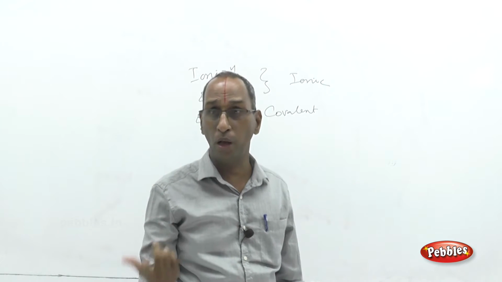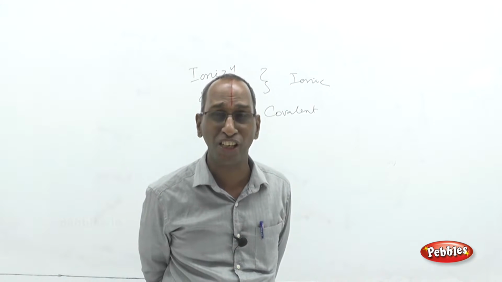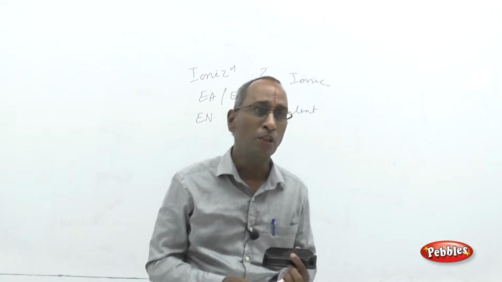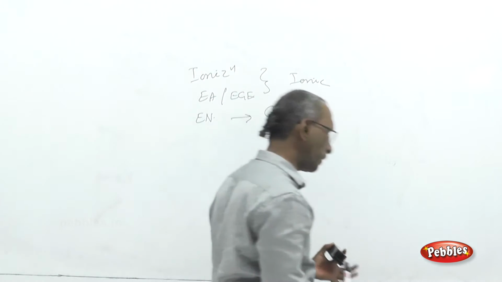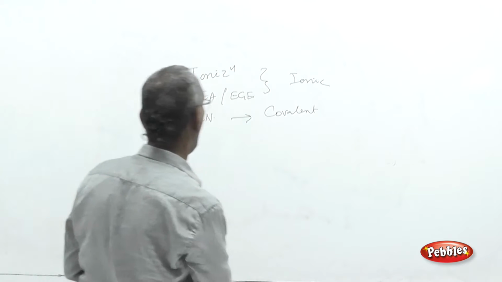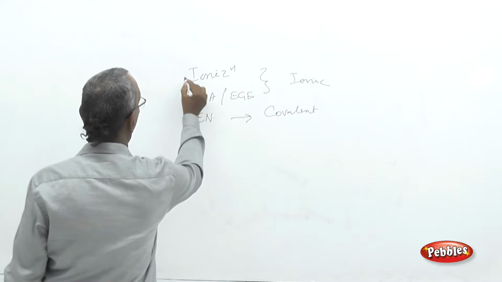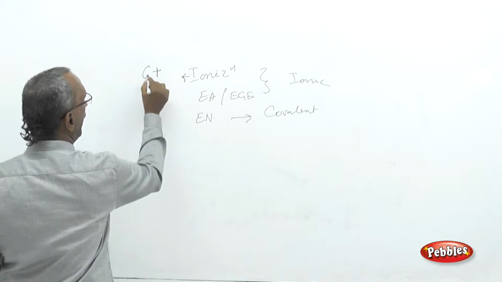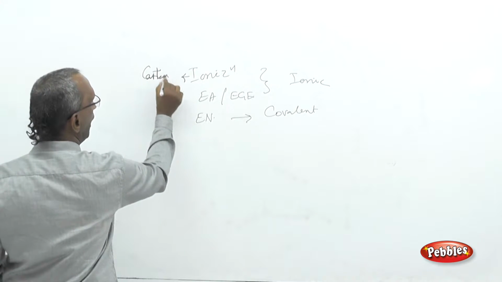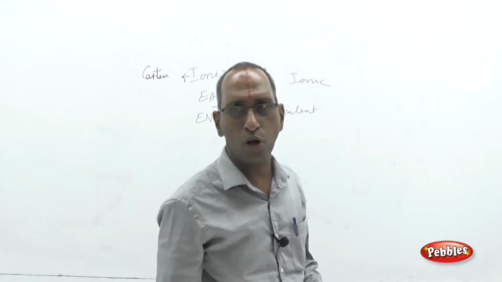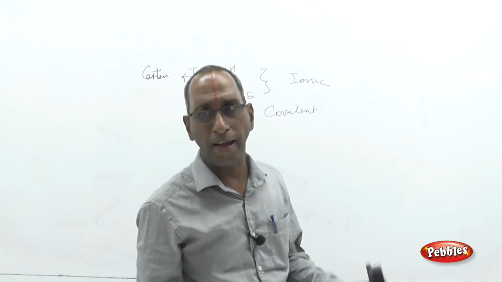Ionic compound, polar compound. Polar means partial charge characteristics. Polarity of a compound, partial charge characteristics. So partial charge characteristics are influenced by electronegativity. Whereas already we have seen that low ionization energy is needed for a cation and high electron gain enthalpy or electron affinity for an anion.